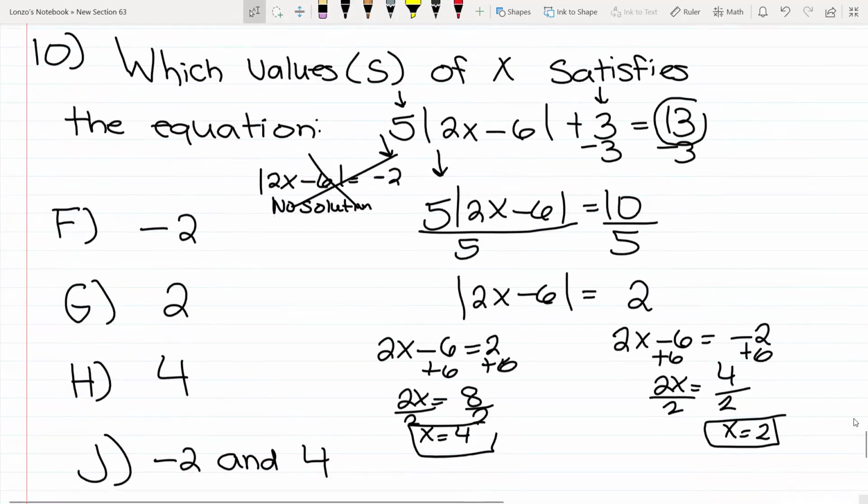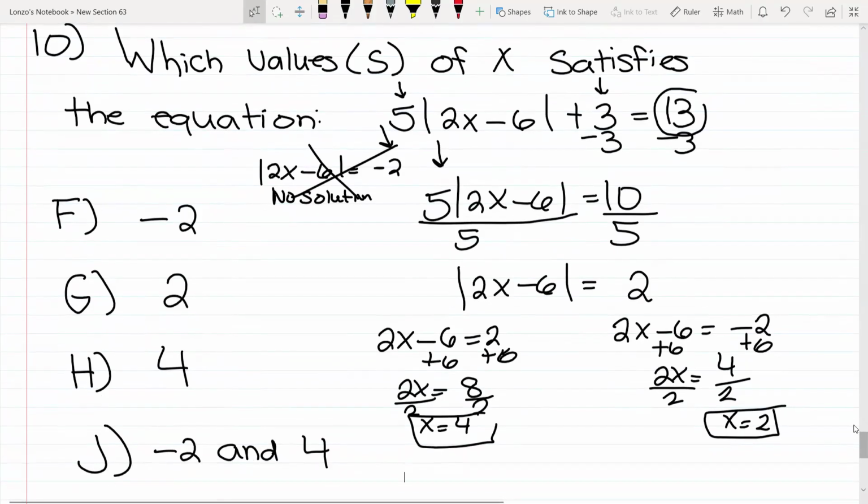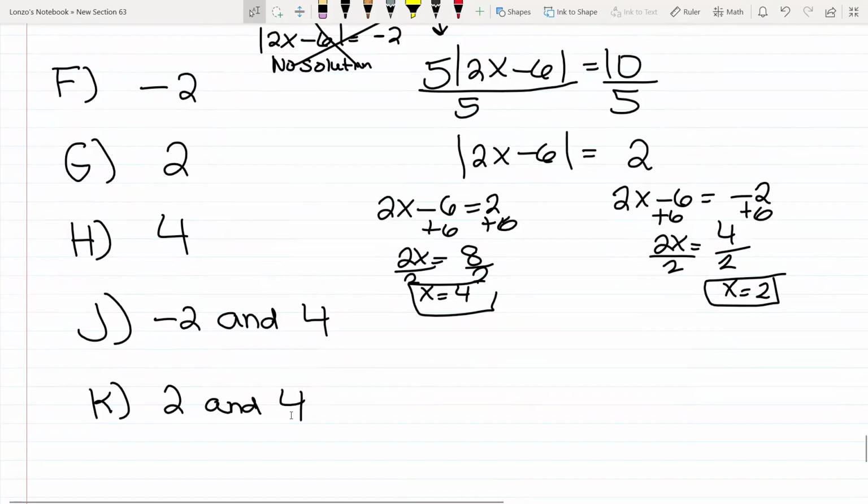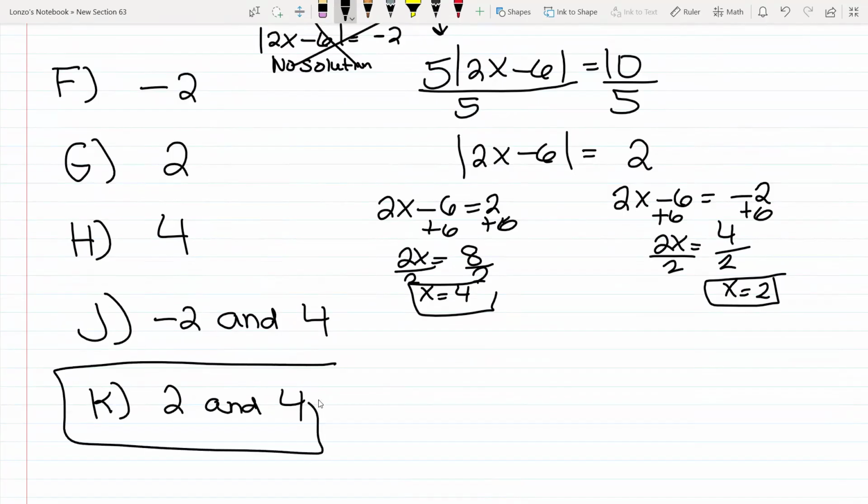And what does that give you? I mean, what letter is that? That is, I believe, letter K, 2 and positive 4. Okay, so that was the end of it. So I'm going to stop here.